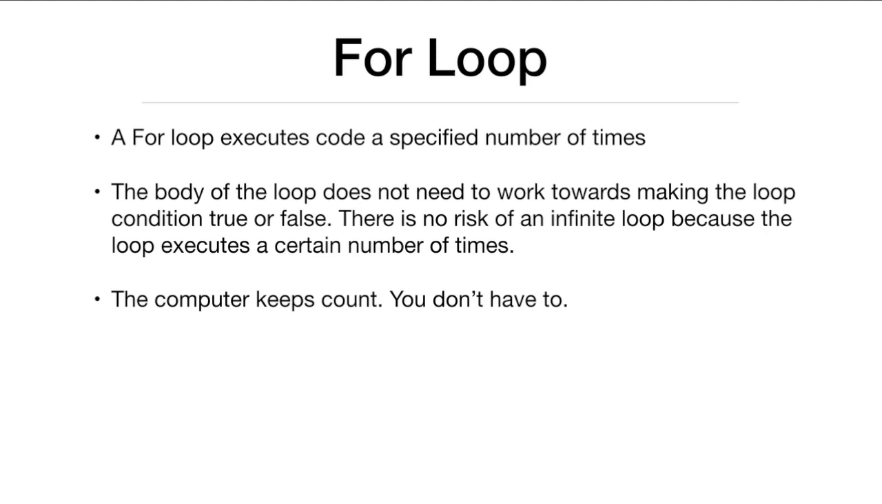Now there is another kind of loop we need to look at, and that's called a for loop. A for loop executes code a specified number of times. And in this kind of loop, the body of the loop doesn't need to work towards making the loop condition true or false, because there's no risk of an infinite loop. The loop is just going to run for a certain number of times. So in essence, the computer keeps count so you don't have to.